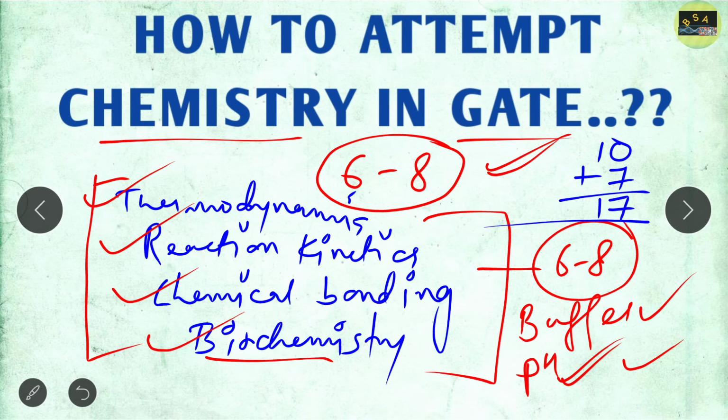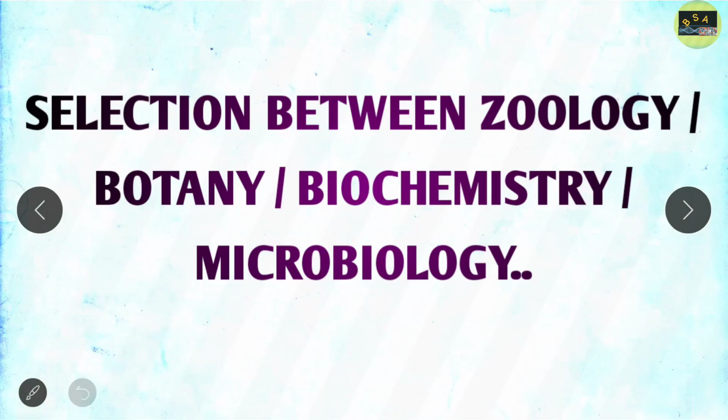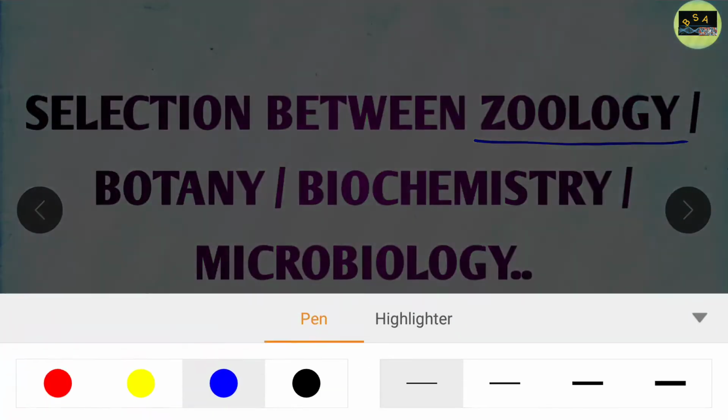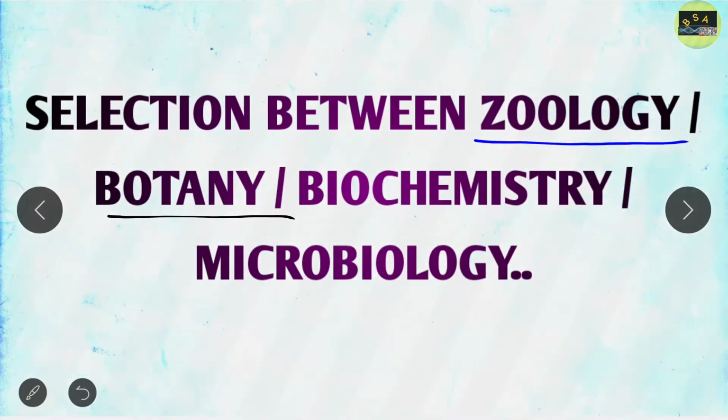Now we move to the next section, that is the most important section, and that is the section of your choice. That is the section that you studied in your BSc and MSc. How can you select between zoology, botany, microbiology, and biochemistry? See students, first of all, when you see the questions, first just see the questions of biochemistry, how the questions are basically asked: zoology, botany, microbiology.